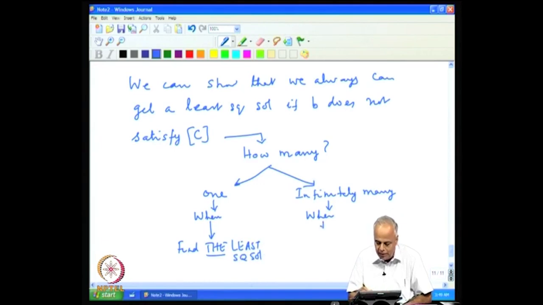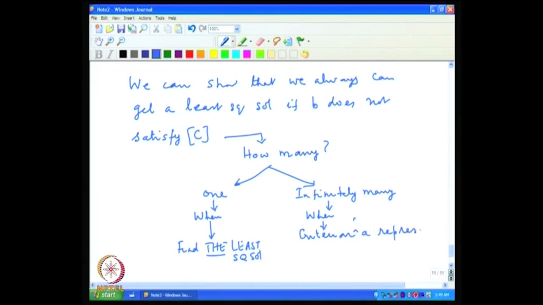In the case of infinitely many solutions, when B satisfied C, we said we want a criterion for choosing a representative. Again, here we would ask for a criterion for a representative, because we have a problem of plenty, we have too many least square solutions, eventually we have to pick one solution. So, we need some criterion for picking. Having got that criterion, our final goal should be to find the representative least square solution.